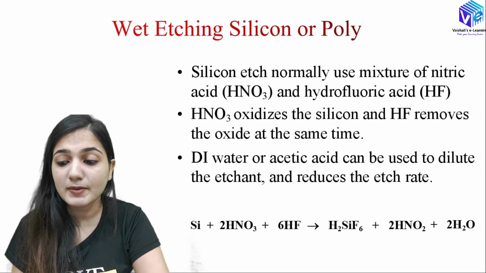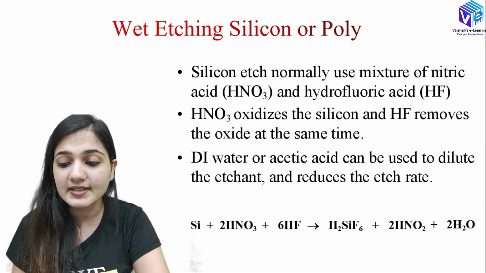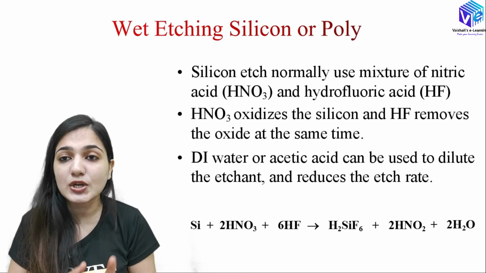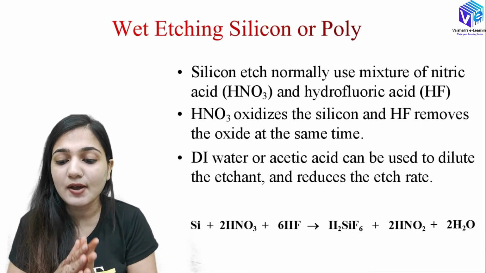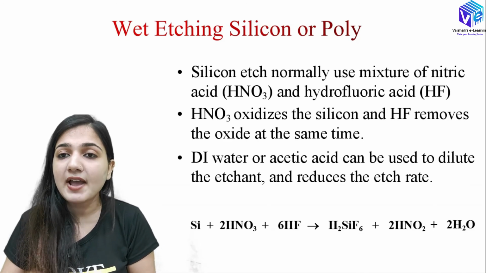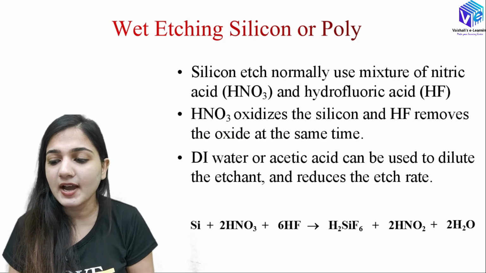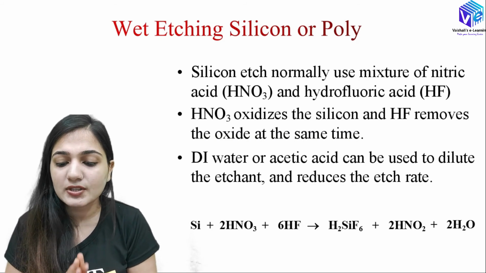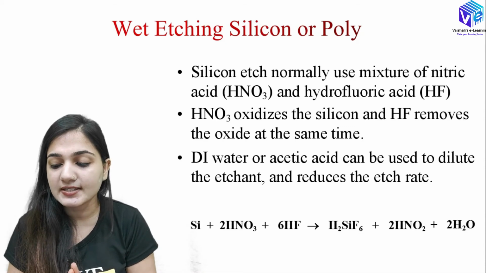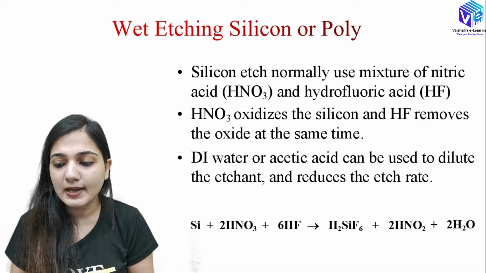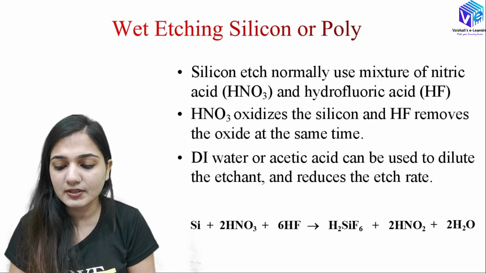Silicon etching normally uses a mixture of nitric acid and the hydrofluoric acid. So what is nitric acid doing? Nitric acid is used as an oxidizing agent and it oxidizes the silicon and it makes the silicon dioxide. Now if I have silicon dioxide, it can be dissolved in the hydrofluoric acid, which removes the oxide at the same time. Here I am using the deionized water or the acetic acid also I can use for the dilution. So if I want to dilute the hydrofluoric acid, I will be using the deionized water.